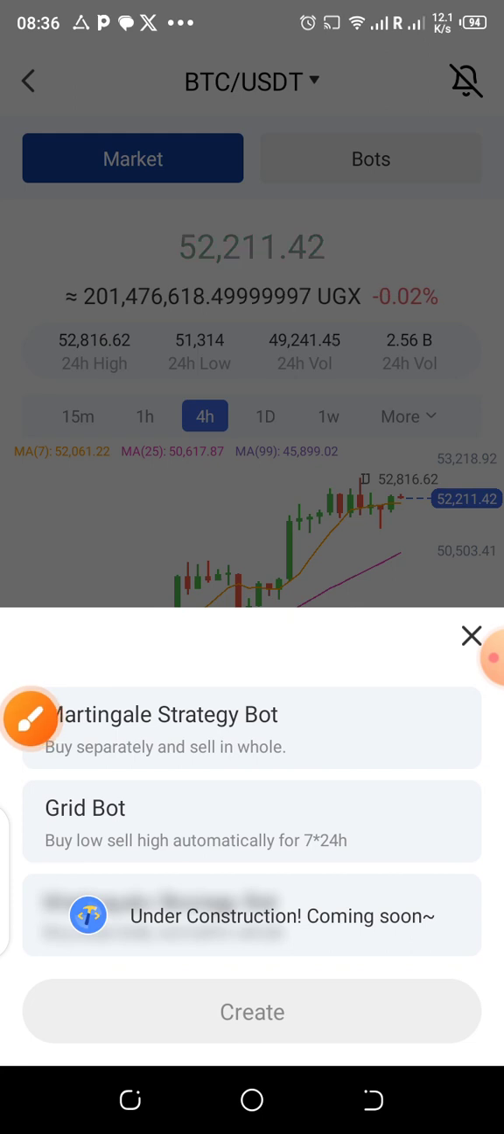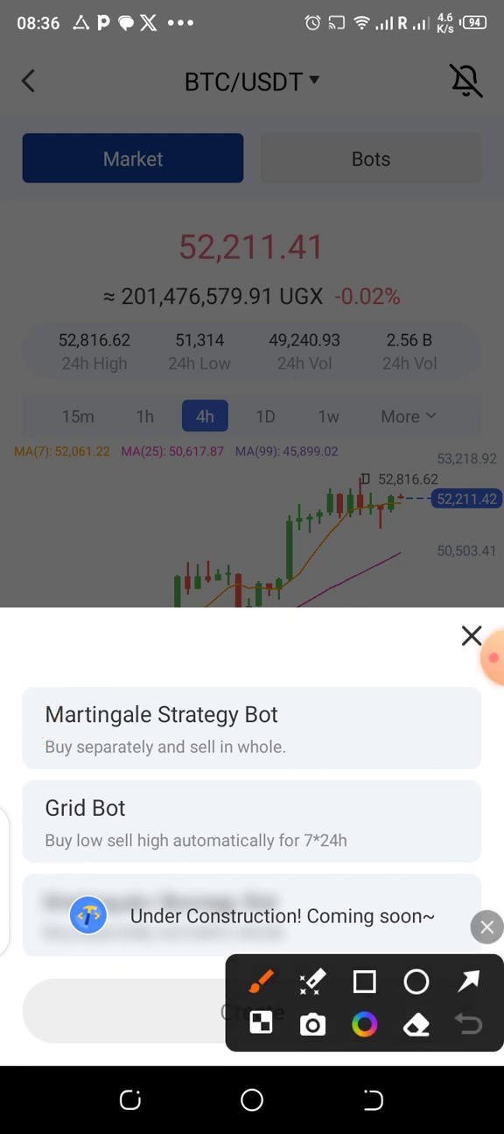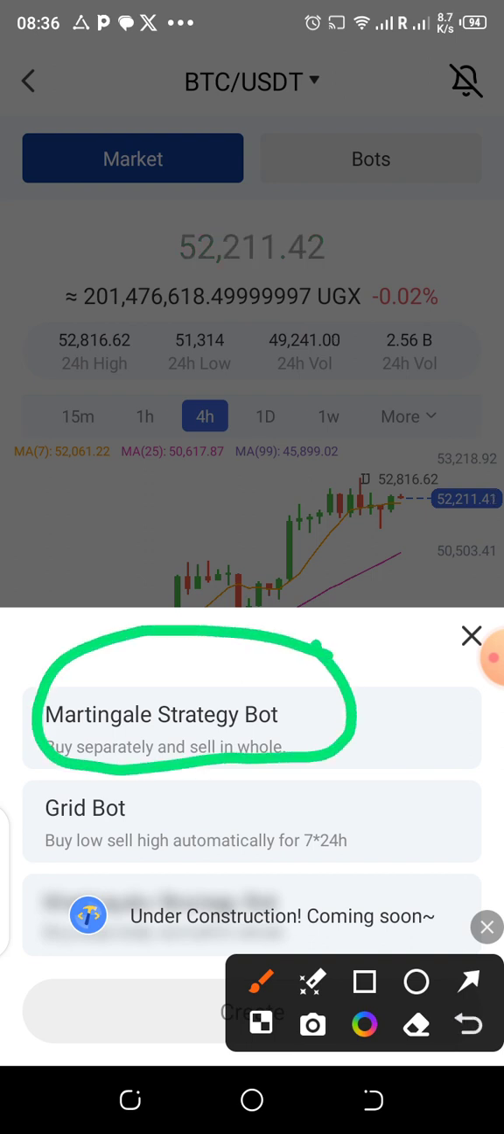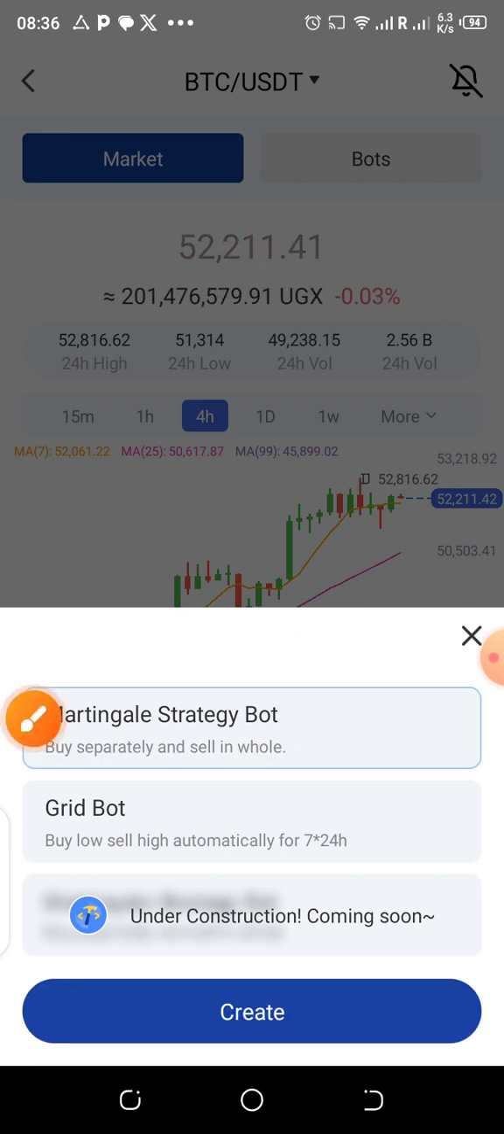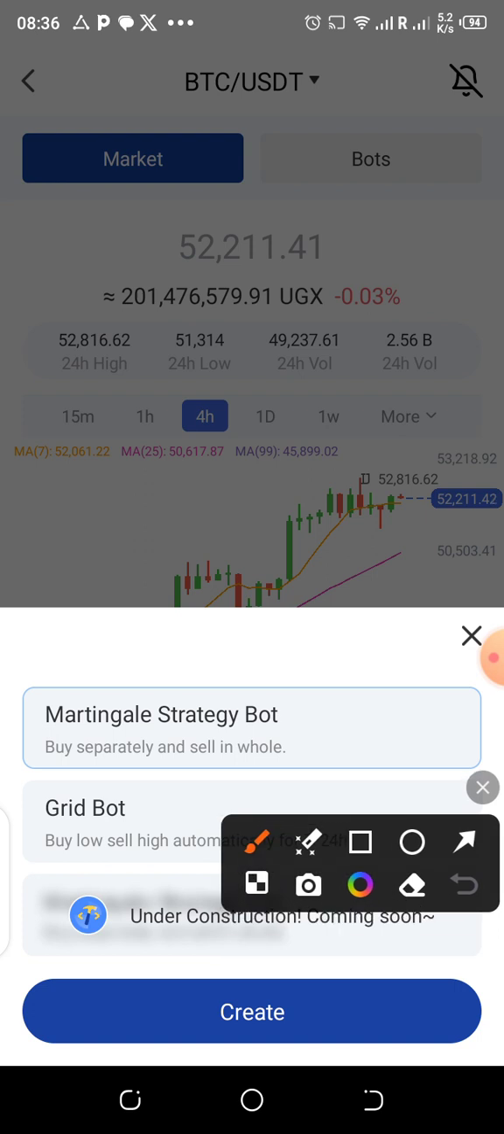After tapping on create, we tap Martingale Strategy Bot. Then after tapping on Martingale Strategy Bot, you are going to see that this word is highlighted. So there, you tap on create: Martingale Strategy Bot, then create.